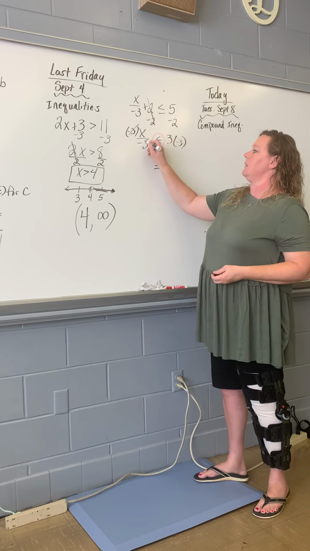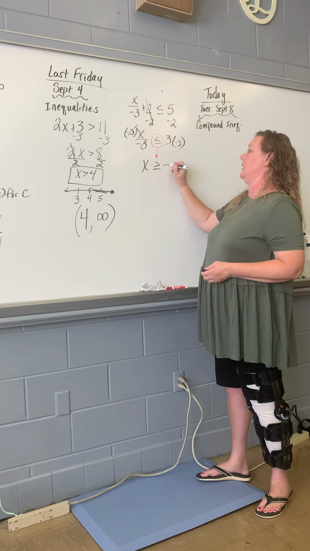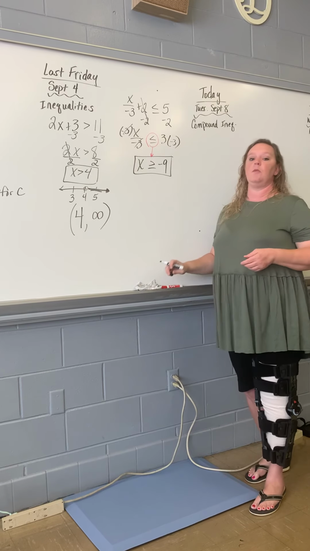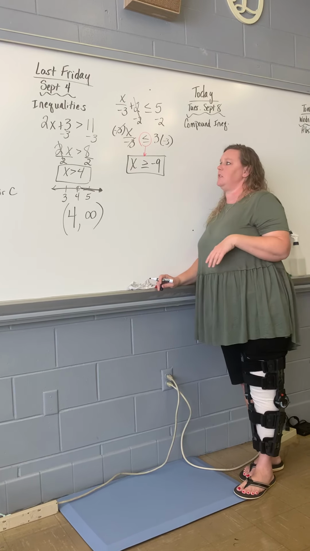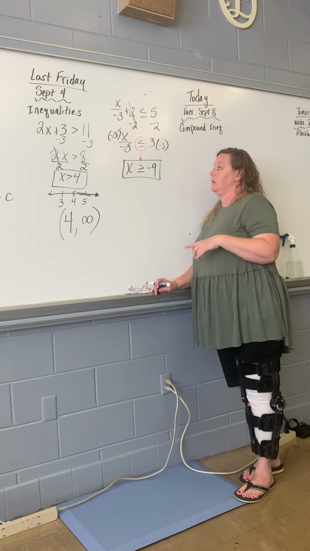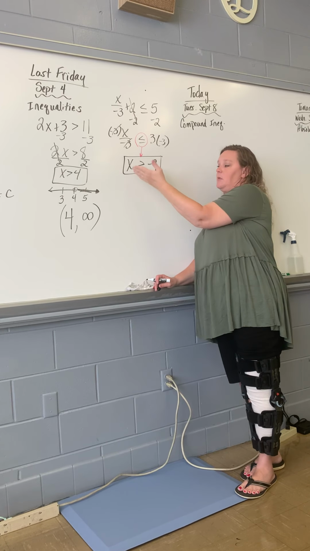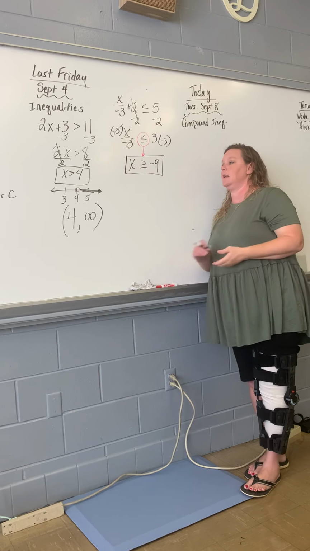But it cancels out over here, so I have x is greater than or equal to 3 times negative 3, which is negative 9. Now, if you want to see why you need to flip it around, I can show you that. You just need to let me know later. But basically, 3 times negative 3 is negative 9, so my answers that work will be values of x that are greater than or equal to negative 9.